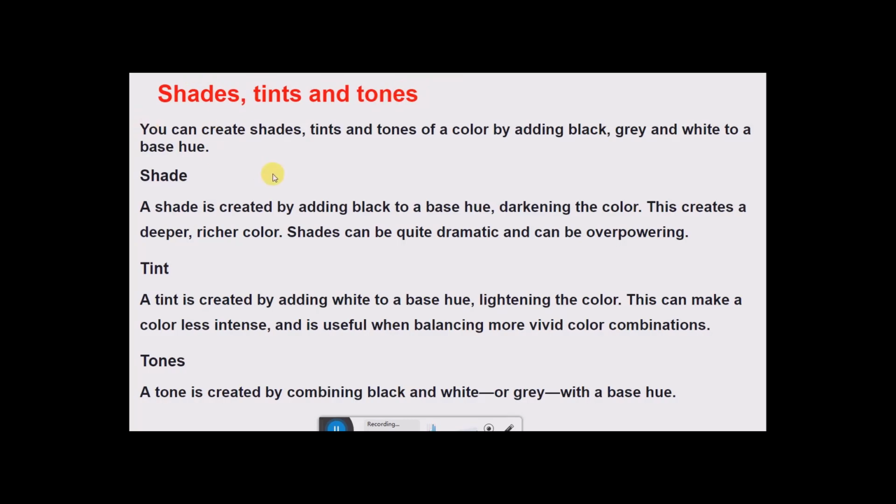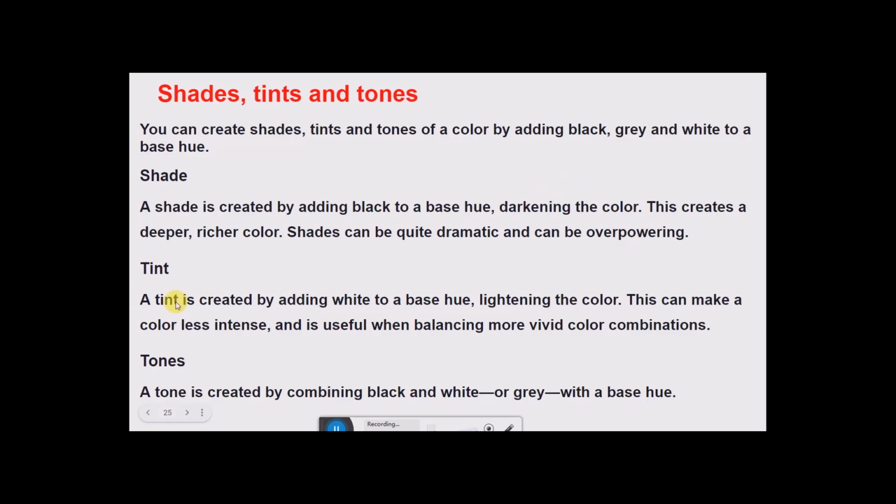What are shades? What are tints? What are tones? You can create shades, tints, and tones by adding black, gray, and white to a base hue or base color. For example, a shade is created by adding black to a base color, darkening the color. So when you add black to any color, let's say red or green, you are creating a shade. So anytime you add black to your primary color or your basic color, you are creating a shade. To create a deeper, richer color, shades can be quite dramatic and can be overpowering. Yes, it can overpower your basic color.